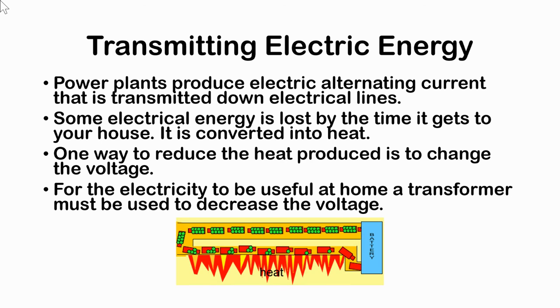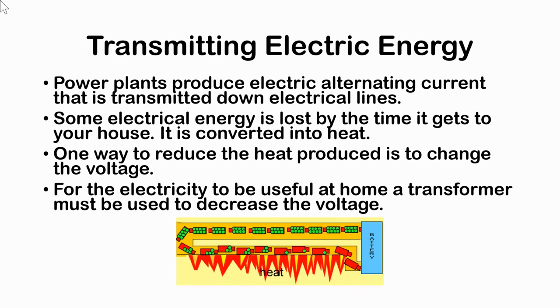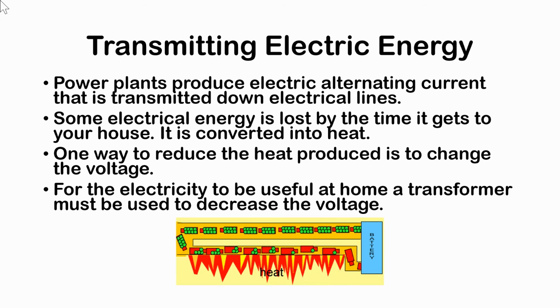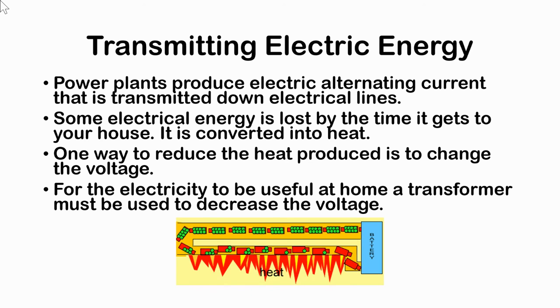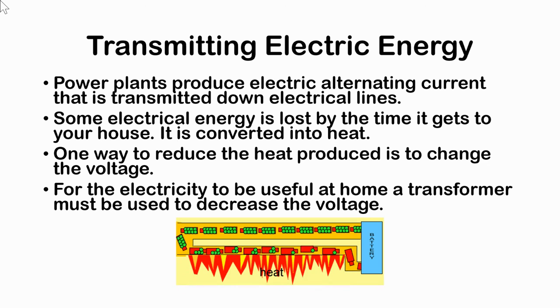One way to reduce the heat produced is to change the voltage. For the electricity to be useful at home, a transformer must be used to decrease the voltage. And this is an example of a DC current. So if you are using a lot of electricity, then it's going to produce a lot of heat. A good example of that would be if you are using your cell phone a lot, your cell phone could get hot because it's converting all that electrical energy into the processes that it uses, but it's inefficient and it does produce some heat.